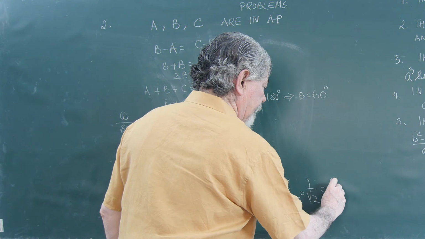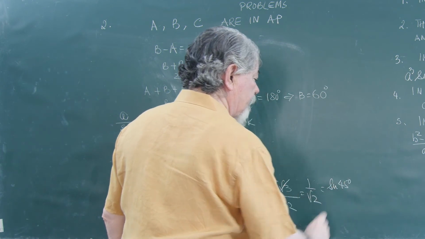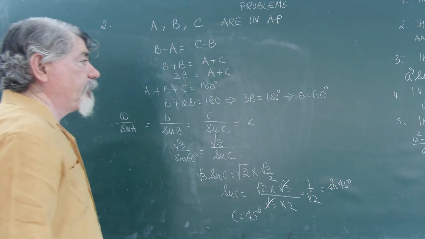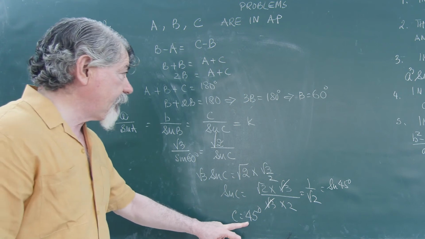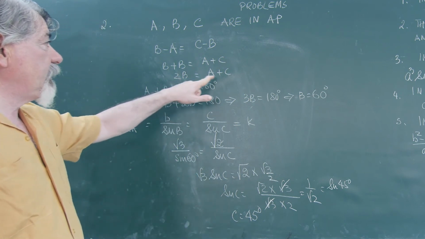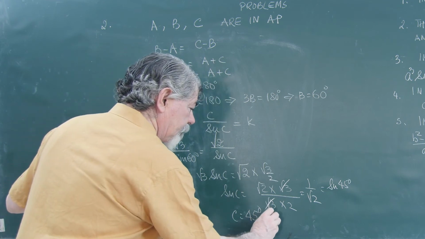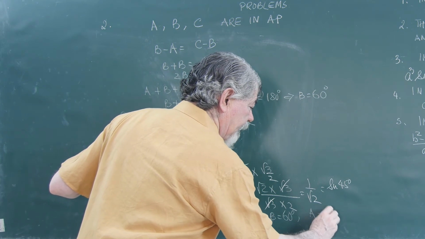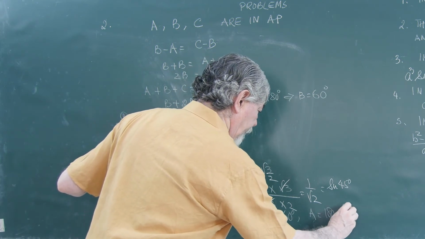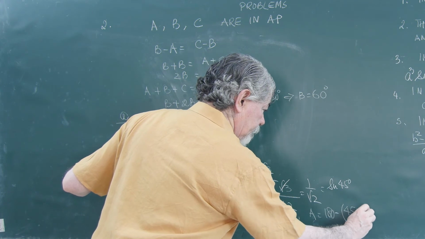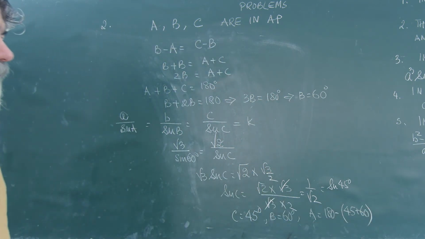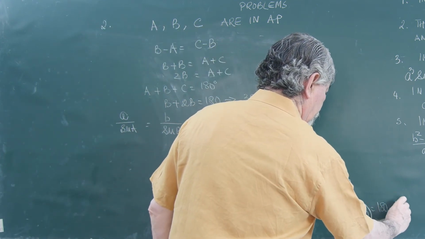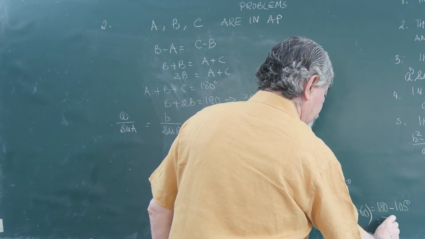That is sine 45. Sine pi by 4 is 1 by root 2. So C will come out to be 45. I have got C as 45. I have already calculated B to be 60 degree. So it is very simple to calculate A: 180 minus 45 plus 60, it will become 105. 180 minus 105 will come out to be 75 degree.